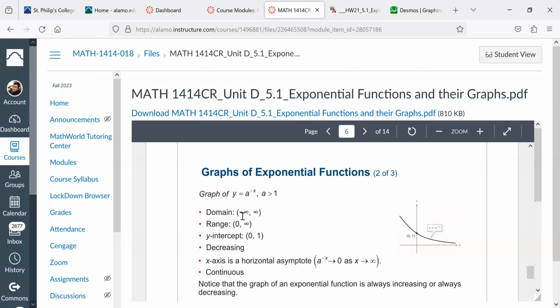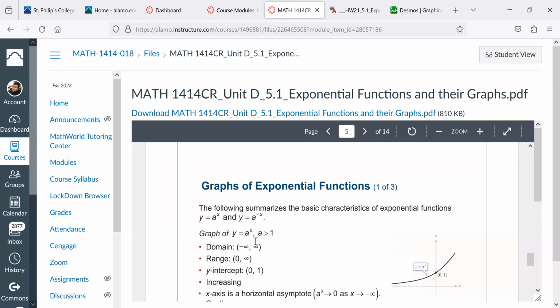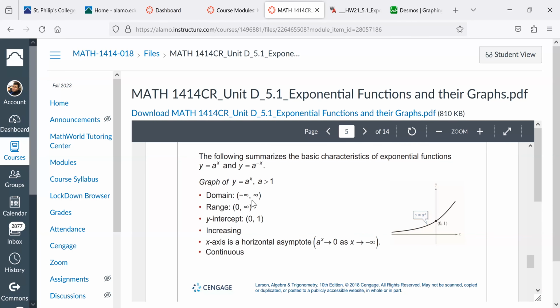The domain is negative infinity to infinity. You can plug in whatever you want because there's no issues plugging in any number. The range, though, will depend if it's shifted or not. Usually, if it's just a regular a to the x, again, we said there's an asymptote at y equal to 0. So it can't cross it, but it approaches it. And there's no bracket, and it shoots off upward, so to infinity.